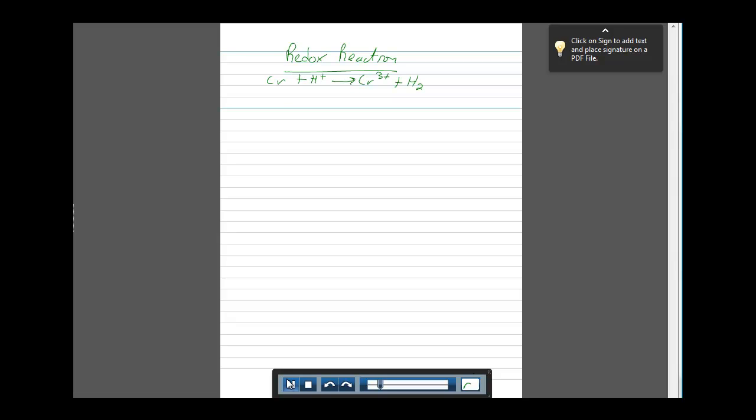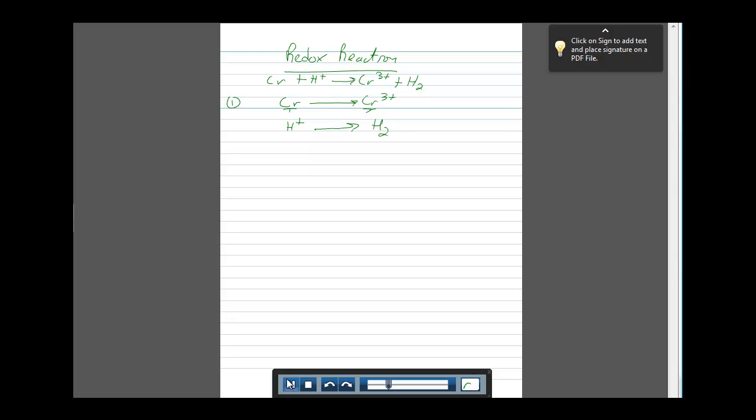So the first thing you want to do is break it up into the half reactions. One half reaction will be chromium going to chromium 3 plus, and the other one will be hydrogen ion going into molecular hydrogen. If we take a look at the first reaction, we have chromium going to chromium 3 plus. The first thing we need to do is make sure that our chromiums are balanced, and we have one chromium and one chromium.